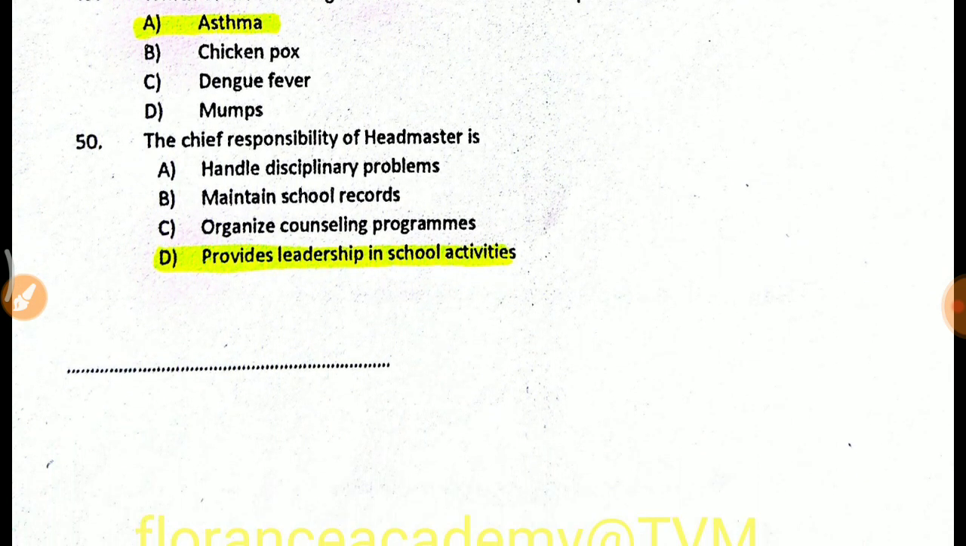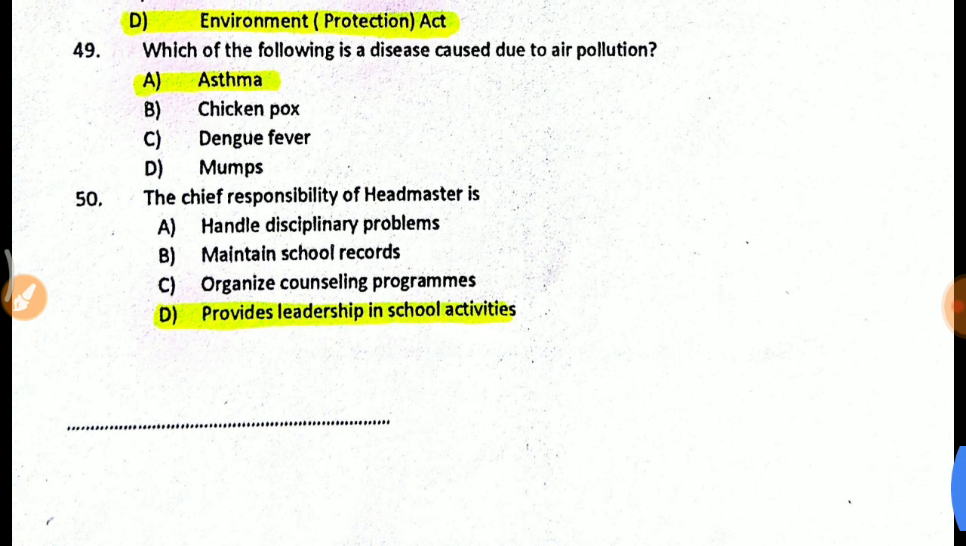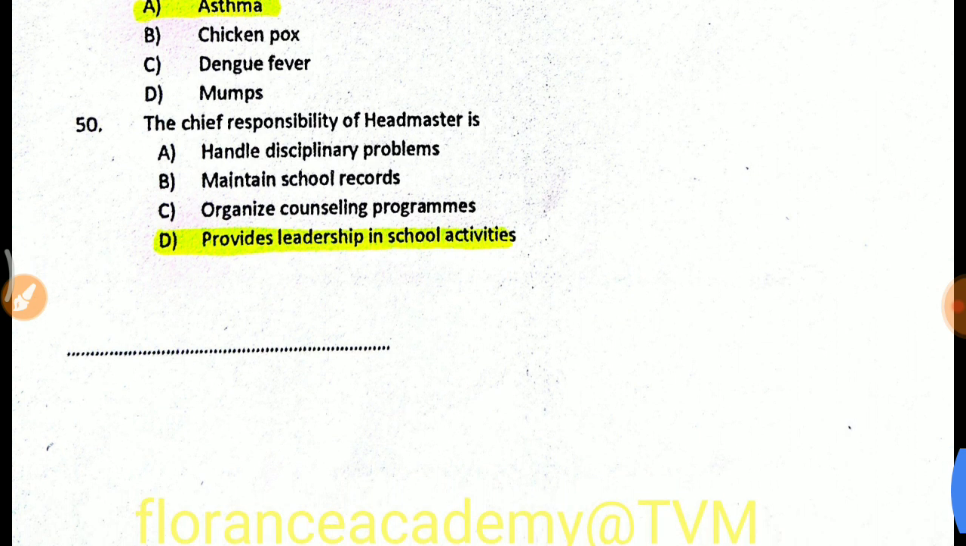So last question. The chief responsibility of headmaster is to provide leadership in school activities. Okay, there are more and more responsibilities for a headmaster. So compared to the A, B, C options, the correct answer is D, provide leadership in school activities. Handle discipline problems, maintain school records, organize counseling programs are a part of the responsibility of the HM. So here the most suitable answer from the given is provide leadership in school activities. So the answer is D.